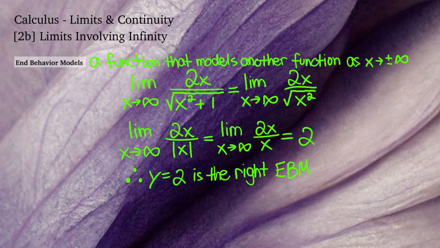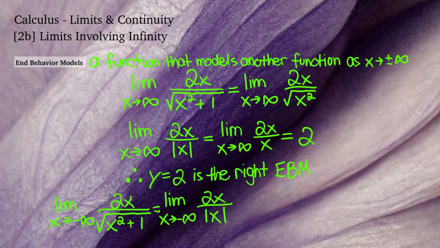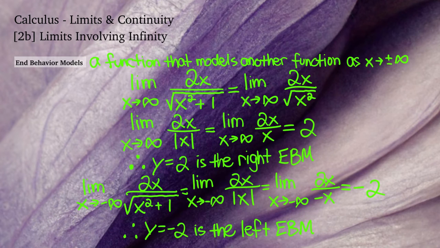To find the left end behavior model, we'll take the limit as x approaches negative infinity of this function. And again, we get 2x divided by the absolute value of x. When x is negative, this expression becomes 2x divided by the opposite of x. In other words, plugging in negative numbers for the absolute value of x will result in a positive number. The expression negative x, or the opposite of x, is essentially doing the same thing. The x's divide out, and we end up with negative 2. Therefore, y equals negative 2 is the left end behavior model for this function.